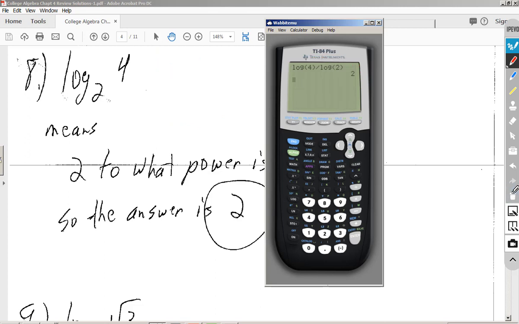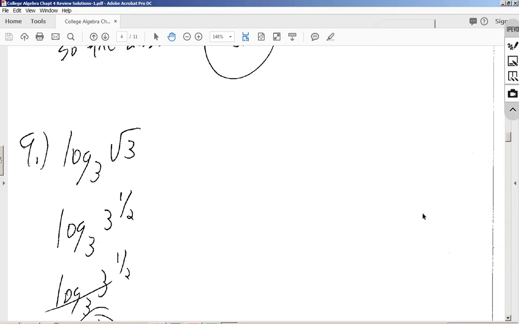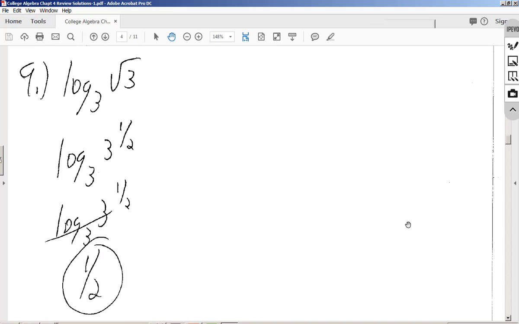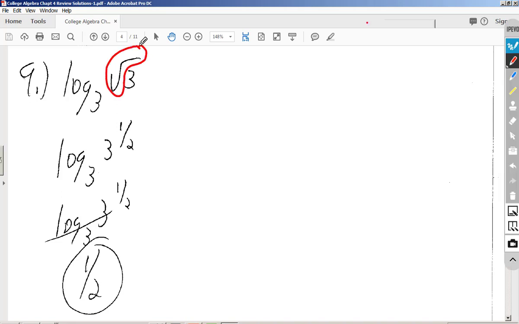Going on to the next problem, number 9, log base 3 of the square root of 3. So remember, the square root is actually a half power. So our first step, we're going to change this square root sign to a half power. Once we've changed that to a half power, now we know that log base 3 and base 3 are opposites of each other, so they're going to cross out. And your answer is just 1/2.